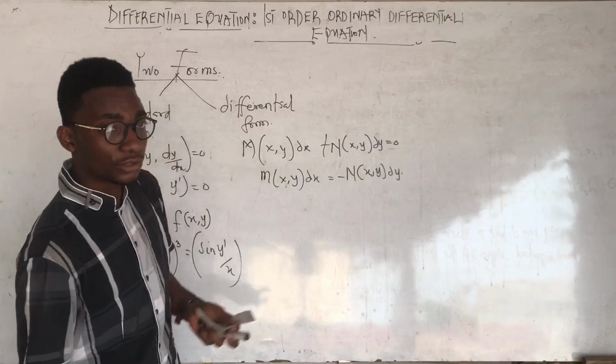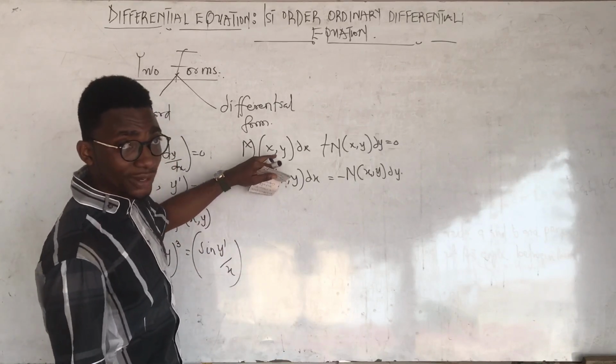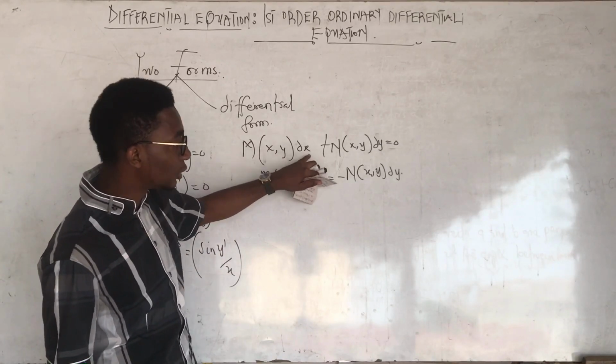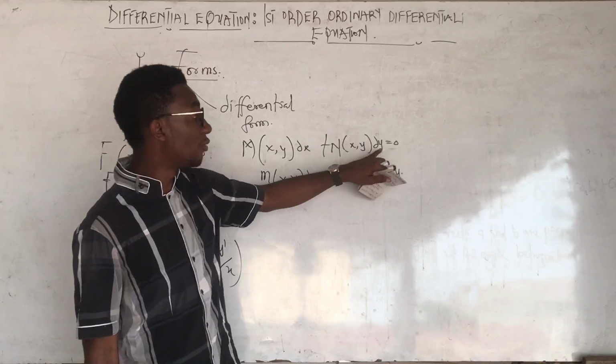So when you are given any question, you just have to put the question in this form. What is the function of x and y with respect to x, and N, what is the function of also x and y with respect to y?